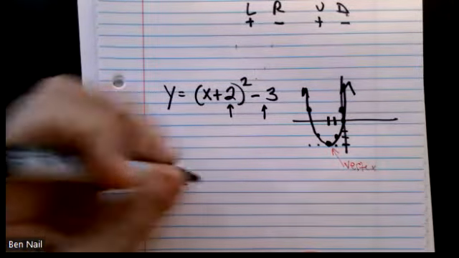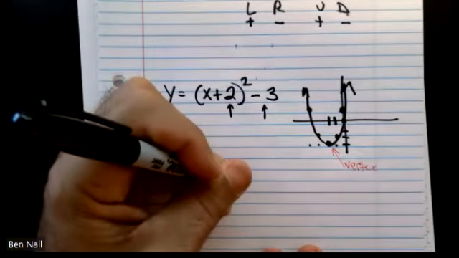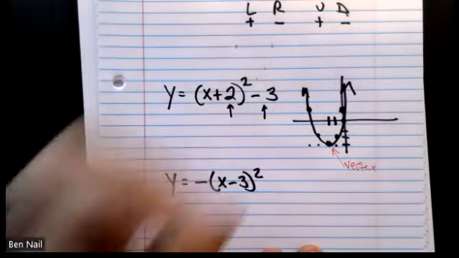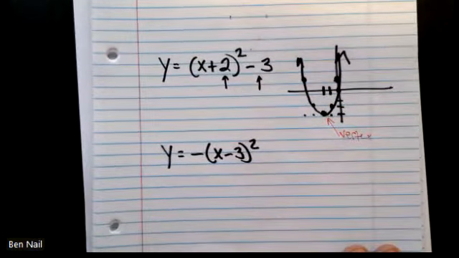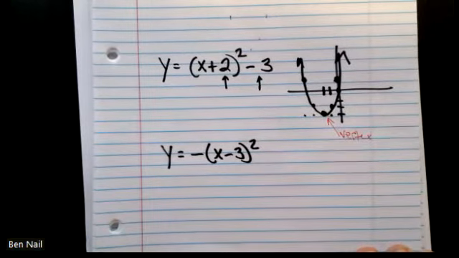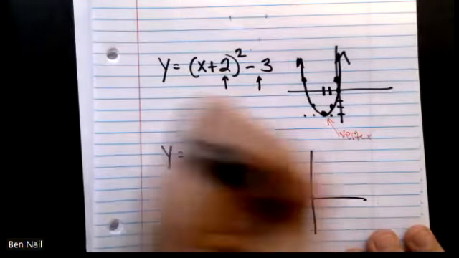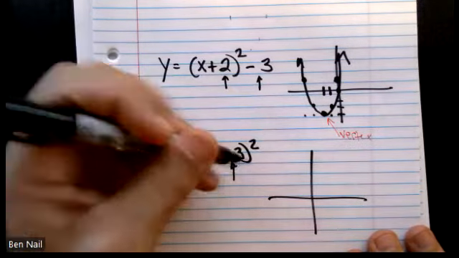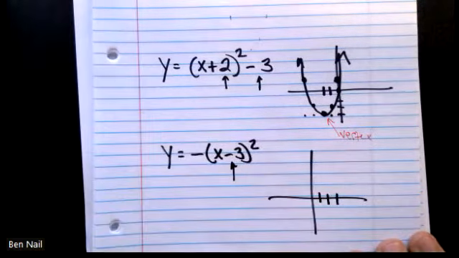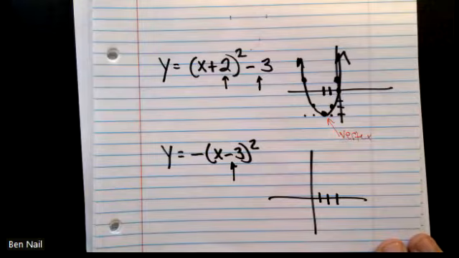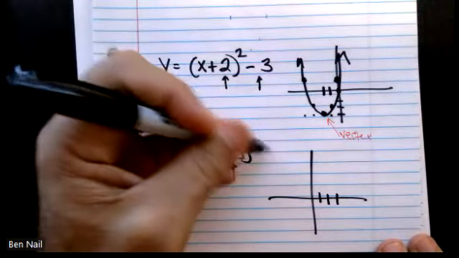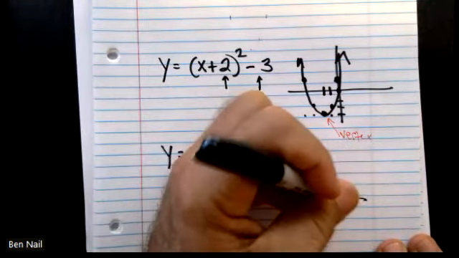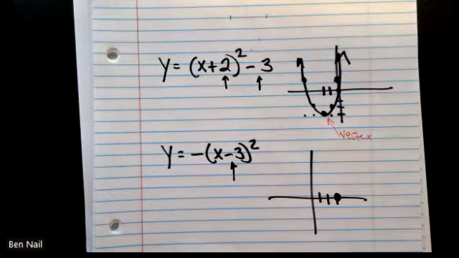If they put a negative in front, so y equals negative, quantity x minus 3 squared. Your shifts are all still the same. This minus 3 here will shift us to the right 3 units. There is no plus or minus out here on the outside, so we don't shift up or down. This is my new vertex.